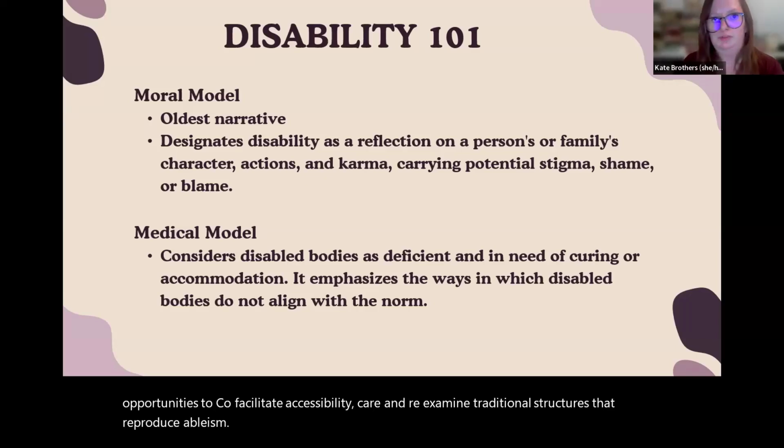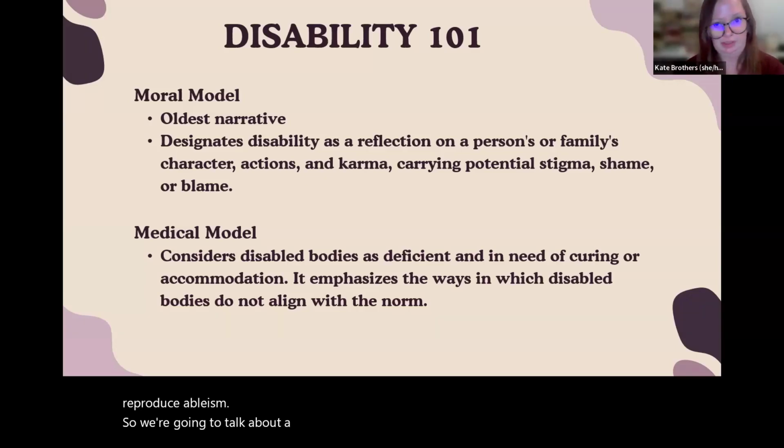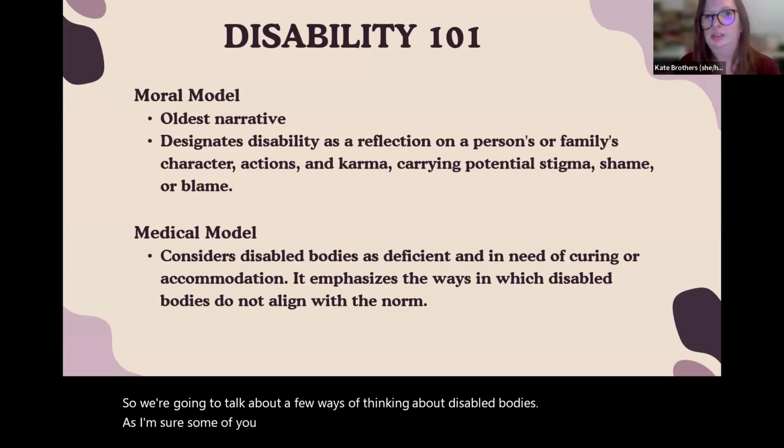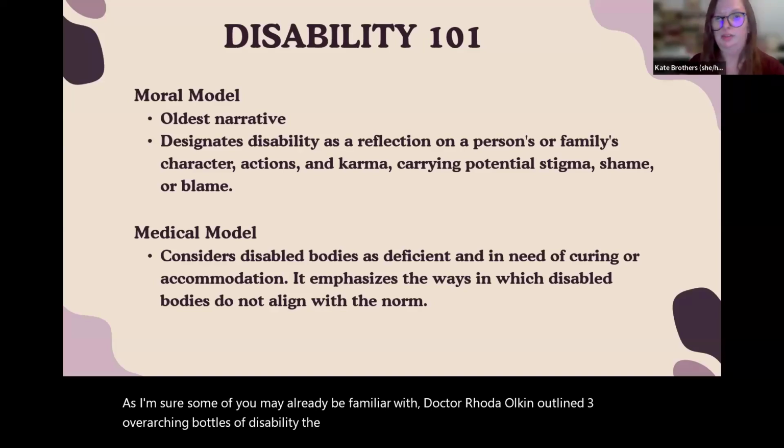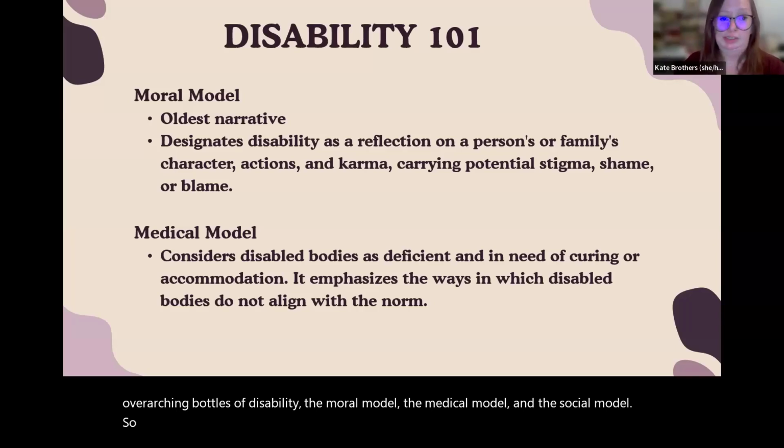So we're going to talk about a few ways of thinking about disabled bodies, as I'm sure some of you may already be familiar with. Dr. Rhoda Olkin outlined 3 overarching models of disability: the moral model, the medical model, and the social model. So what is likely the oldest narrative surrounding disabled bodies?